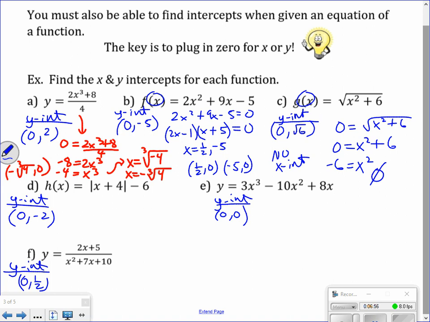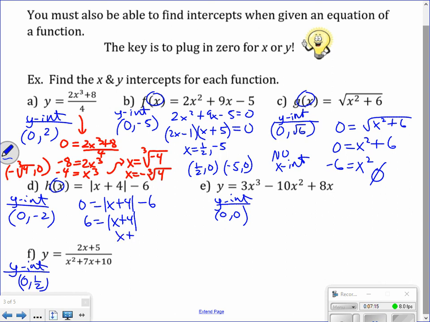All right, so for letter D, remember I'm letting this be 0. So I got 0 equals the absolute value of x plus 4 minus 6. So move the 6 over. So 6 equals absolute value of x plus 4. Or, you could graph this thing. This is moved to the left 4 and down 6, this absolute value function, this V shape. But let's just do it from here.